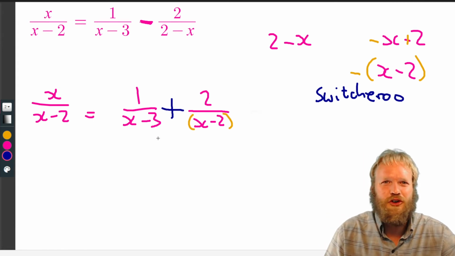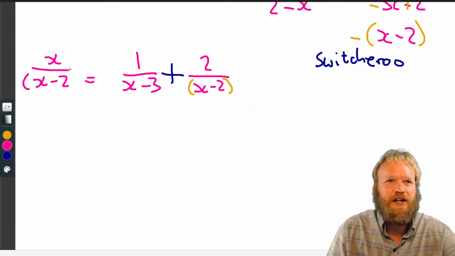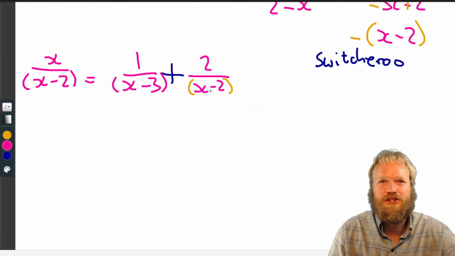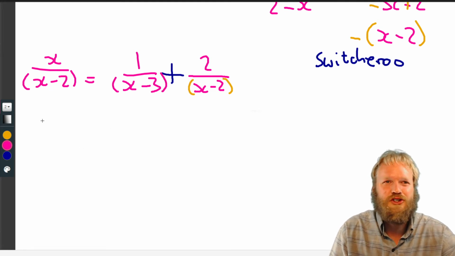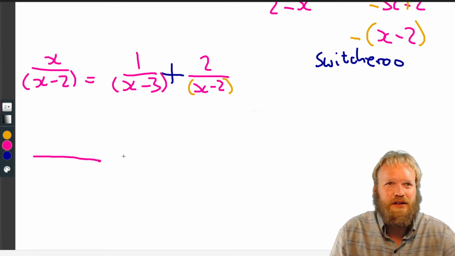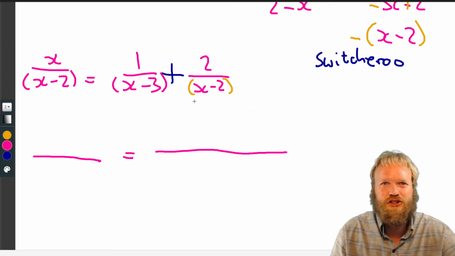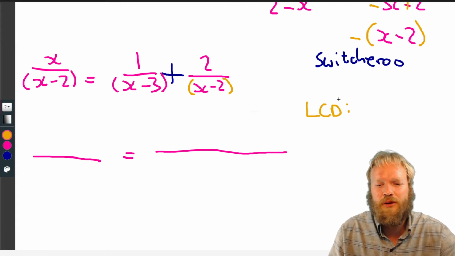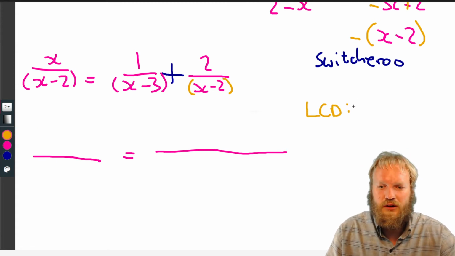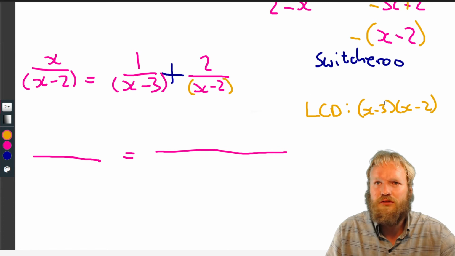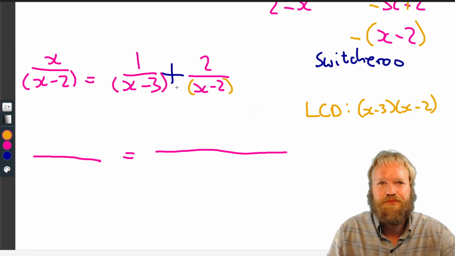So there's our switcheroo. Now we've got these fractions. We've got x minus 2, x minus 3, x minus 2. So let's make this all one fraction. What's our LCD? What's our lowest common denominator? Well, I see it as x minus 3 times x minus 2. Just multiply these two together.